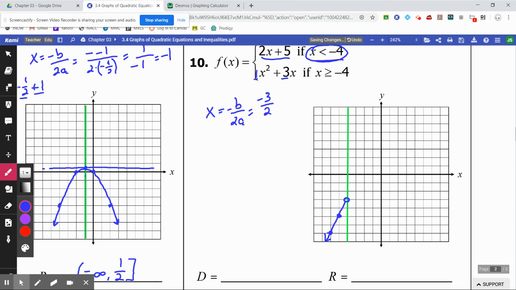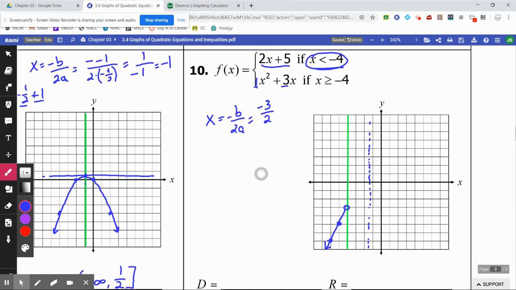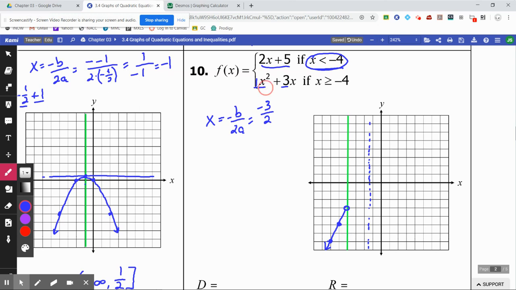So -3/2. That's a pretty ugly axis of symmetry. Now, that's -1.5. So I'm just going to sketch a little dotted line here just to show you that my axis of symmetry is going to be right there at -1.5. Now let's plug that in, as bad as we hate to, because of the fraction might not be as easy. Let's go ahead and plug that in and see what my actual vertex is.